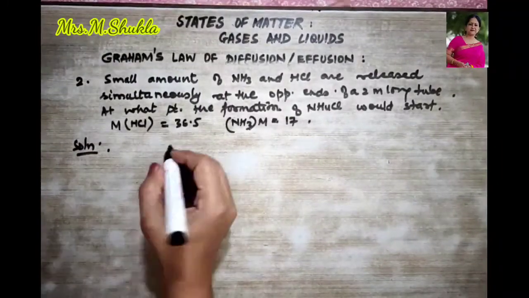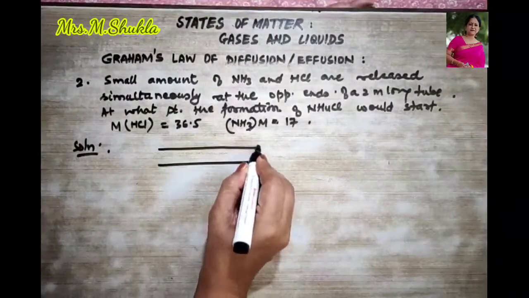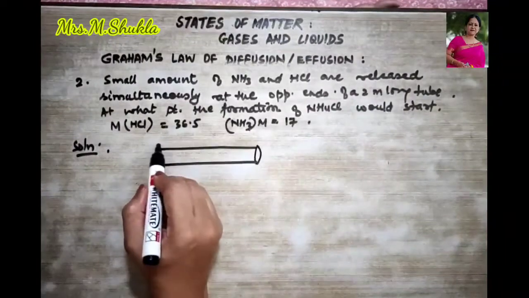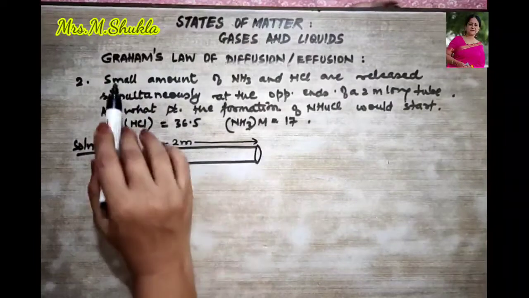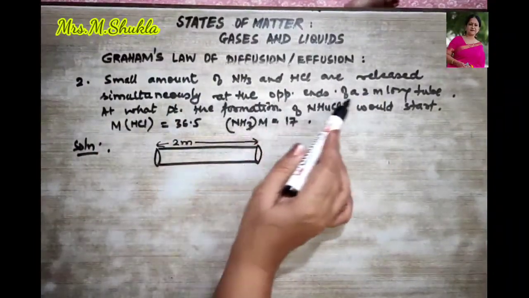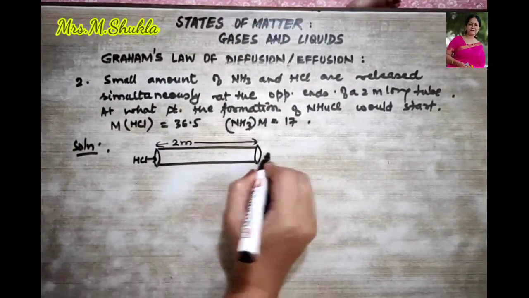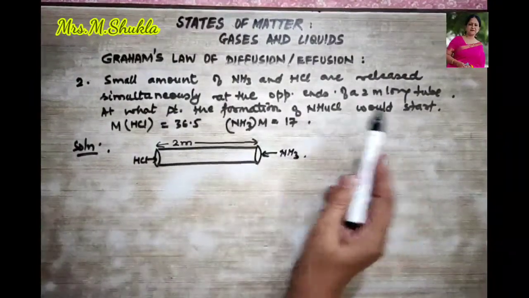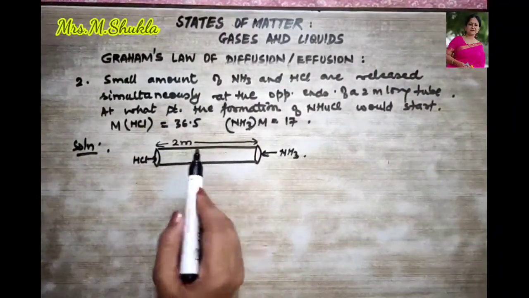So let me first make you understand this. This is a long tube. This long tube is how many meters long? As I had just given in the question, it is 2 meters long. It says a small amount of ammonia and HCl are released simultaneously at the opposite ends. So from here, suppose we add HCl, and from here NH3 is added, right? Then it asks at what point the formation of ammonium chloride would start.